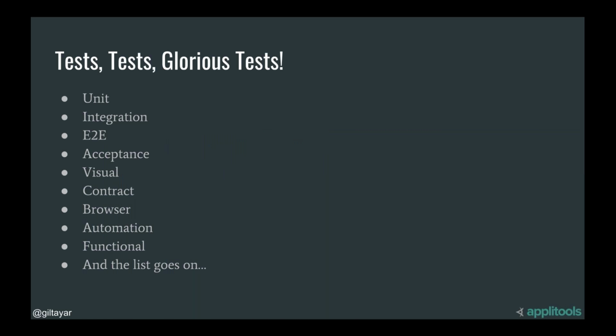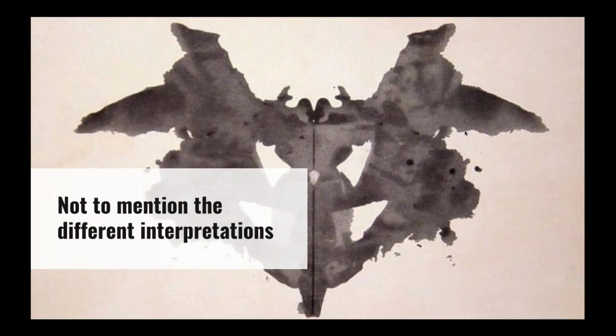In terms of terminology, people talk about unit, integration, end-to-end, acceptance, visual, contract, browser, automation, functional. The list goes on and on. Not only that, when two people meet and talk about a contract test, a browser test, automation, functional, each one has a different interpretation of that term.